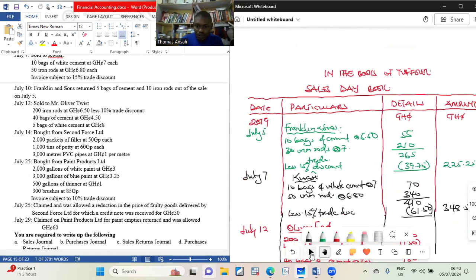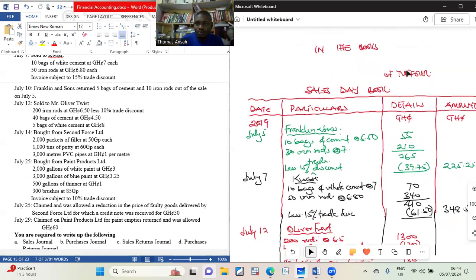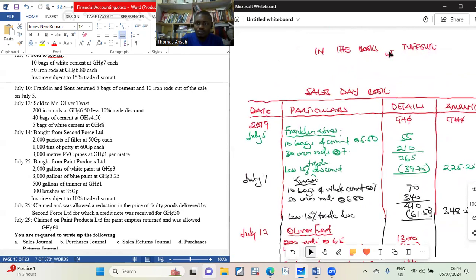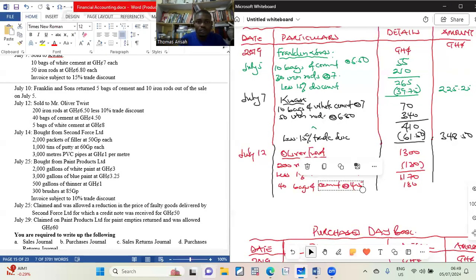So let me shift all these things up, up, up, and up. So let me shift and get back. So let's shift all of them. All right. There we go.